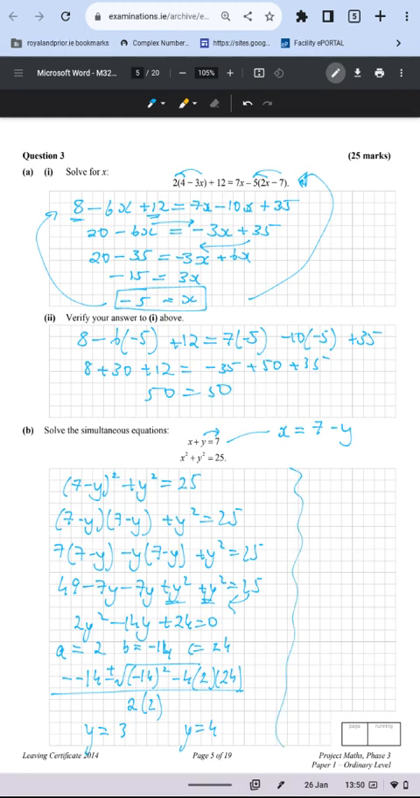Now you've got to work out your x. So you fill it in up here. x is equal to 7 minus y. So x is equal to 7 minus 3. x is equal to 4. So that point there is 4, 3. And the other one, x equal to 7 minus y, 7 minus 4. x is equal to 3. So x is equal to 3, your y is equal to 4.